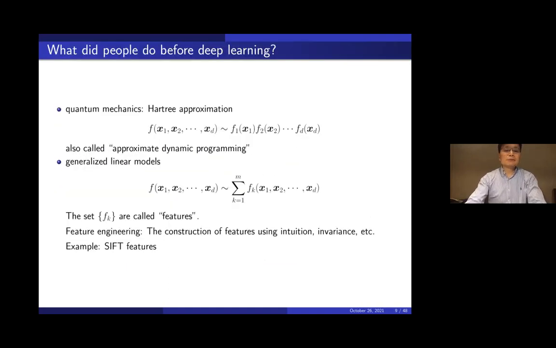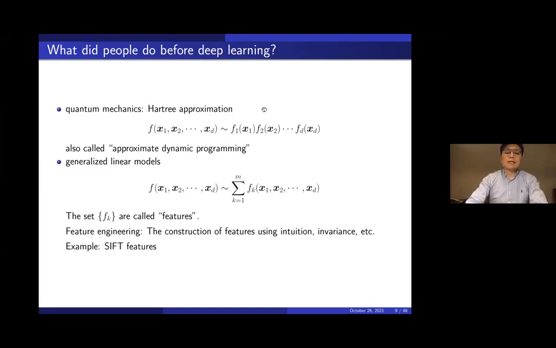So it's almost if and only if. Now, before deep learning, what did people do in order to deal with the curse of dimensionality problem? Well, here is a typical example. We have a function of many variables. Think about this as a wave function in quantum mechanics. Well, there is a well-known approximation called Hartree approximation. It simply replaces this function of many variables by products of functions of one variable.